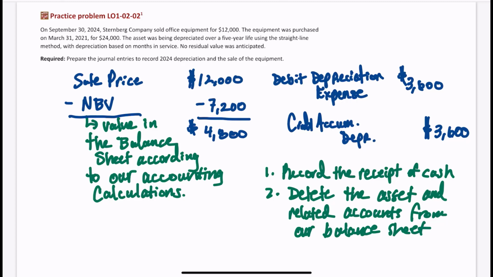So basically, if we're selling this thing, it's no longer ours, it's no longer our asset. We have to take that asset off of our financial statements. So we need to record the receipt of cash, that's number one, and we need to remove the asset from our balance sheet, and I say, and related accounts. So what am I talking about there?